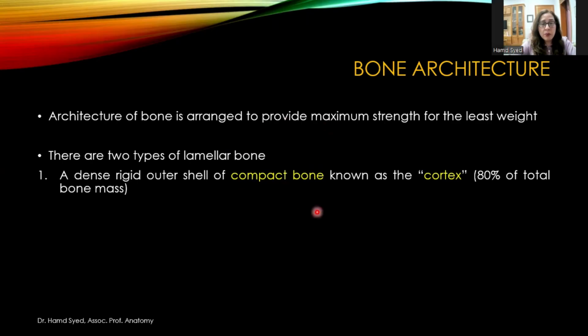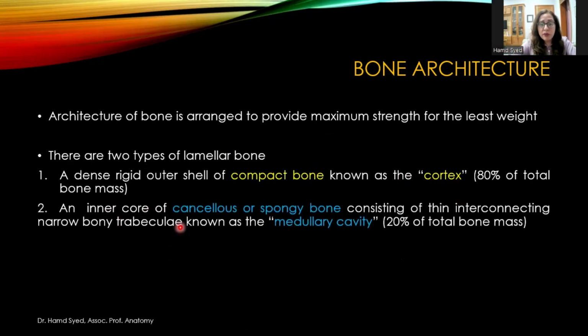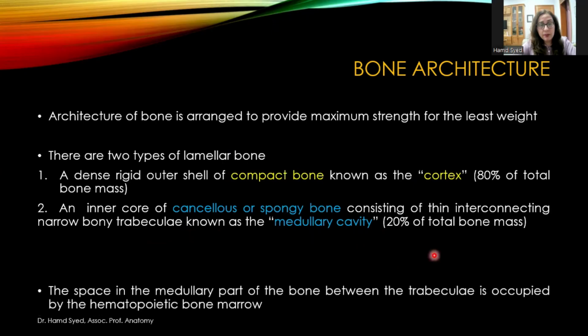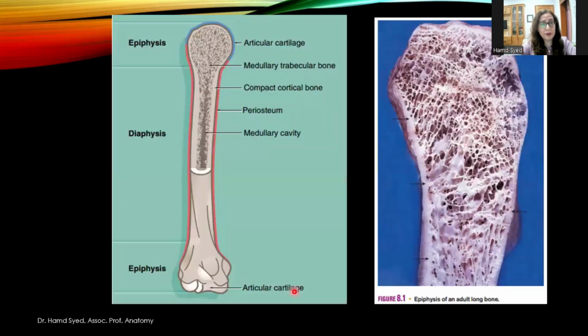When we say compact bone, remember that this is the one forming the dense, rigid outer shell, which is also known as the cortex, and this collectively forms about 80% of our total bone mass. Whereas the inner aspect of bones is the spongy or cancellous part, consisting of thin, interconnecting, narrow bony trabeculae, also known as the medullary cavity, and this forms 20% of the total bone mass. The space in the medullary part of the bone between the trabeculae is occupied by the hematopoietic bone marrow. That is the part of the bone which is going to produce the blood cells.